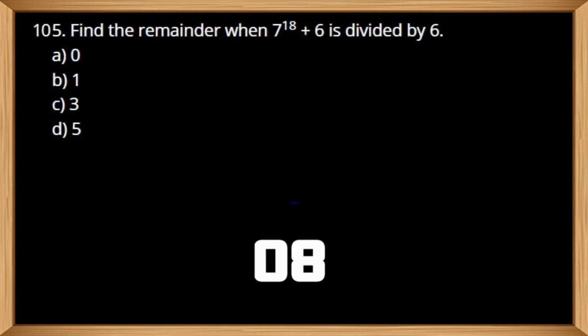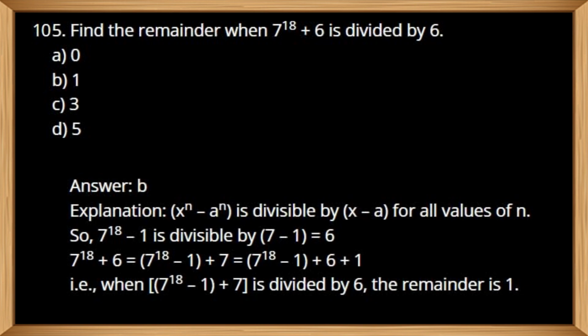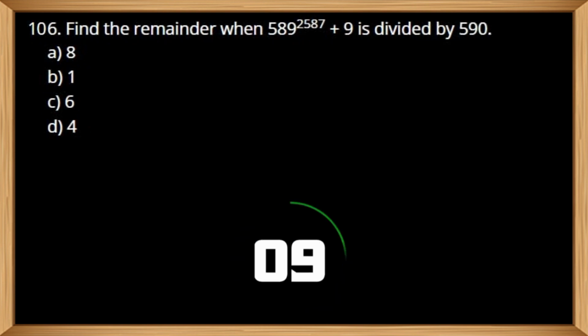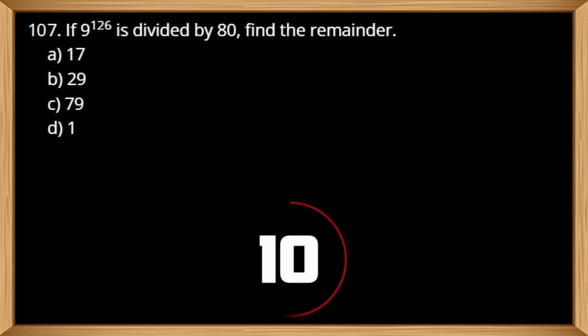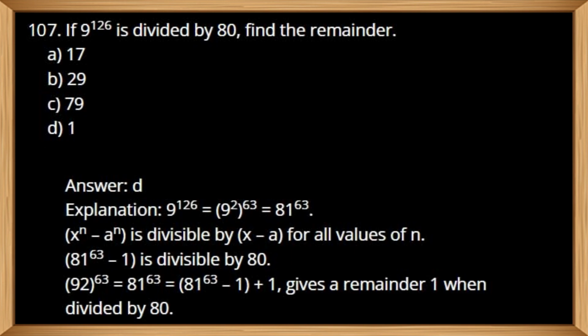Find the remainder when 7 power 18 plus 6 is divided by 6. Option B 1. Find the remainder when 589 to the power 2587 plus 9 is divided by 590. Option A 8. If 9 to the power 126 is divided by 80, find the remainder. Option D 1.